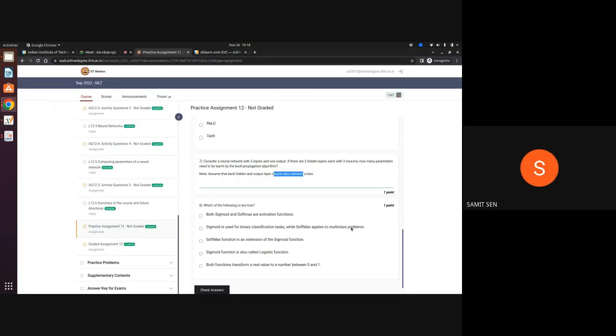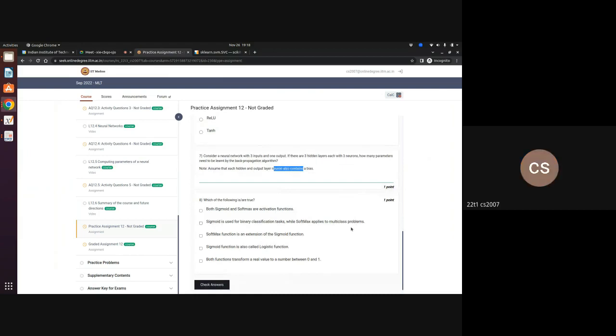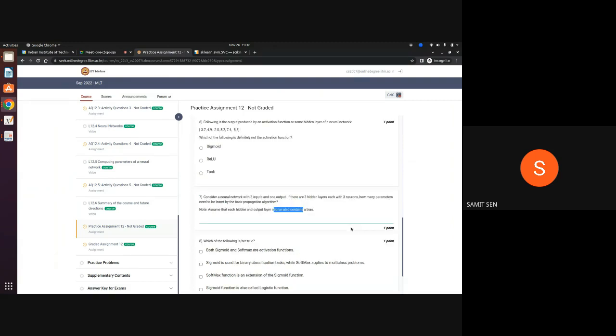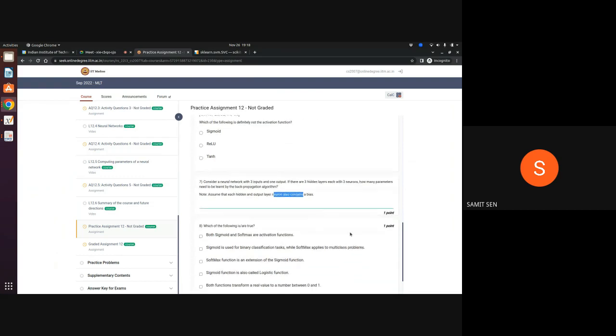Okay. Next one. Which of the following are true? Ma'am, just one question. In question number 7, this is the neuron to neuron connection you have shown. It is the maximum number. Is it possible that some of the neurons do not get connected?